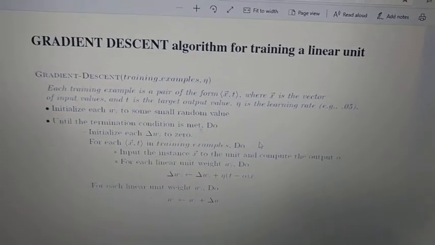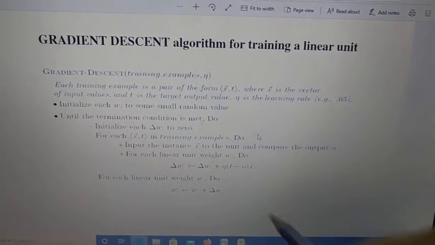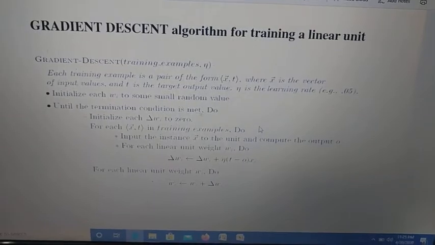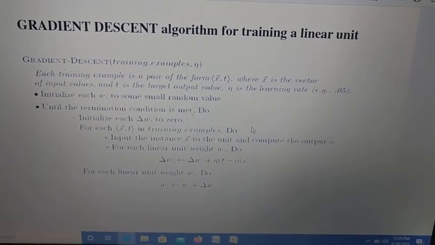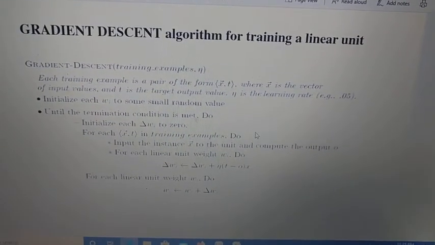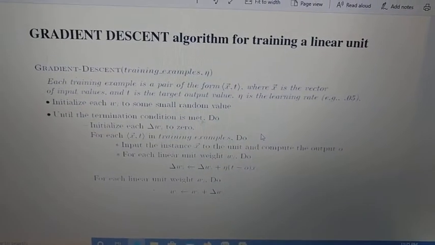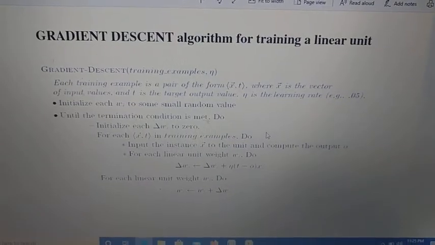Next topic is the gradient descent algorithm for training a linear unit. So this is an algorithm of gradient descent. These are the steps to be followed while applying gradient descent to a delta rule in order to find the weight that best fits the output, meaning the predicted value must be equal to the actual value.